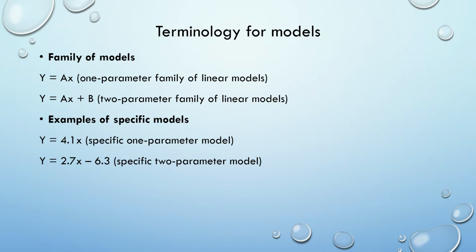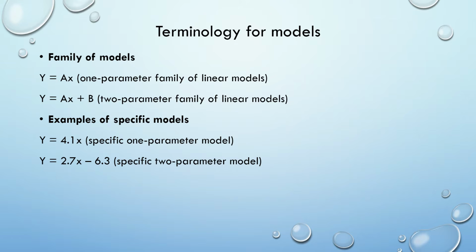To understand why this is a problem, let's first clear up what a model is. Y equals AX isn't a model. Y equals AX is a family of one-parameter linear models where X and Y are variables and A is a parameter, a slope, that can take on various model values.